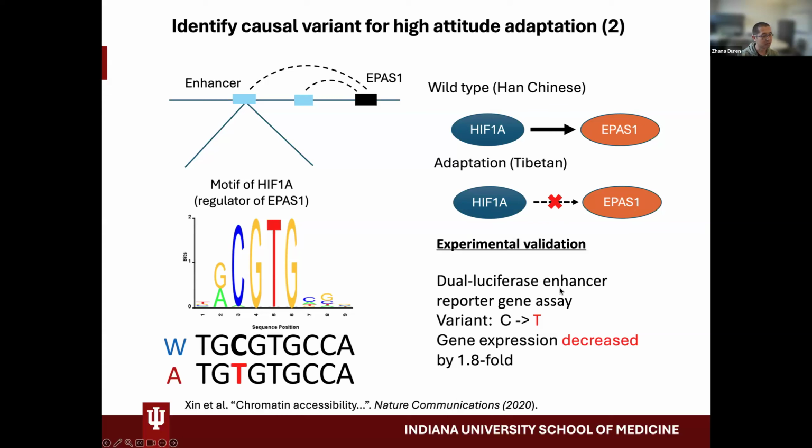Then we did some experiments to validate this. Indeed, if we change the base from C to T, the gene expression will decrease by 1.8-fold. So that means this edge is validated by experiment and can explain why the Tibetan people can adapt to the environment.